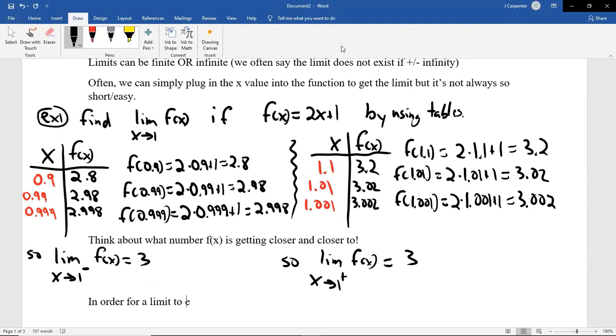The regular limit, not a one-sided limit. In order for the regular limit approaching both sides to exist, the left and right limits must match. If one of these was a 3 and the other was a 5, there's no limit. You can say the limit from the left is 3, and you can say the limit from the right is 5, but you can't just say the limit is... is it 3 or 5? Which is it?